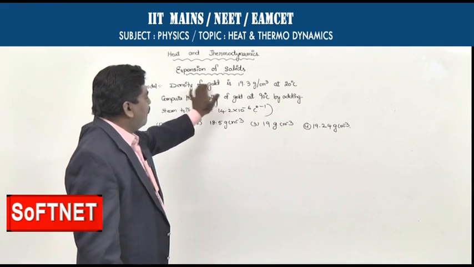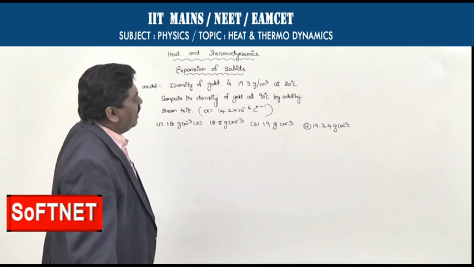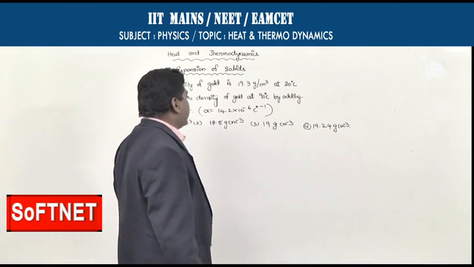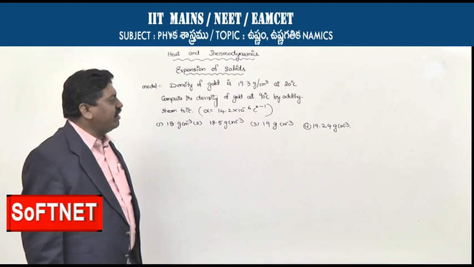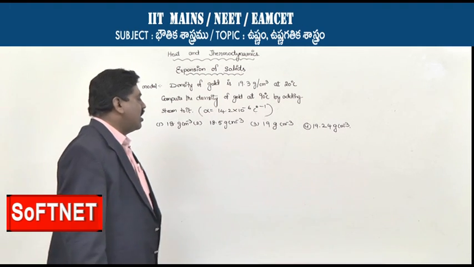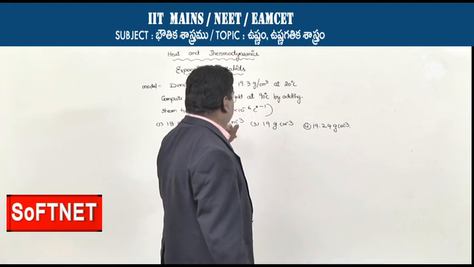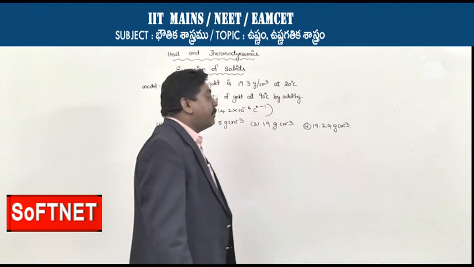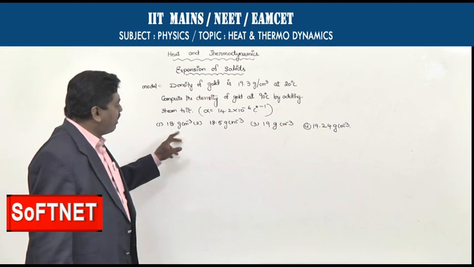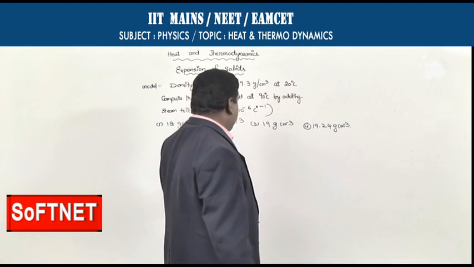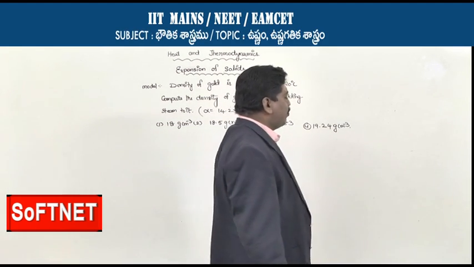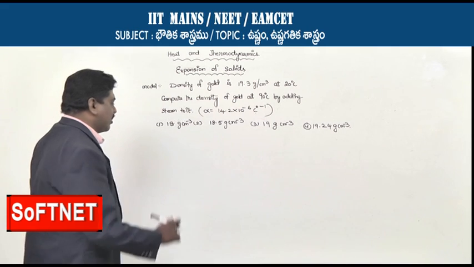Now let us have a model upon the previous formula which we have got, in which we say: density of gold is 19.3 gram per cubic centimeter at 20 degrees Celsius. Compute the density of gold at 90 degrees Celsius, and we are given alpha equals 14.2 into 10 to the power of minus 6 per degree Celsius. The options given are 18 gram per cubic centimeter, 18.5 gram per cubic centimeter, 19 gram per cubic centimeter, 19.24 gram per cubic centimeter.